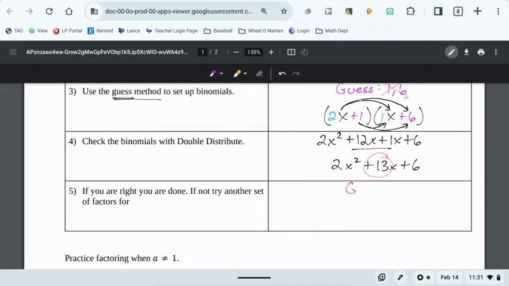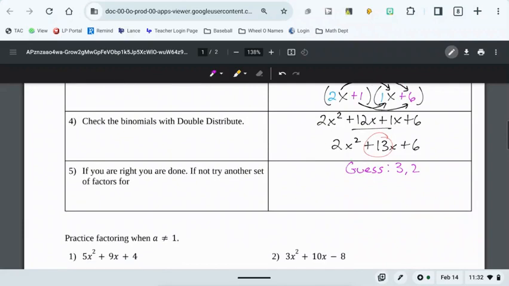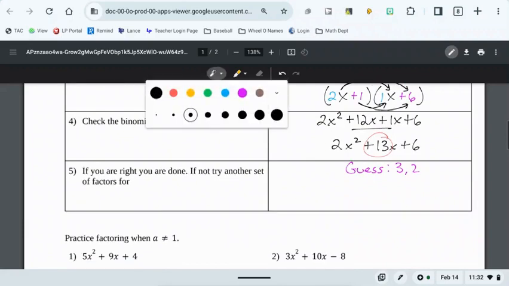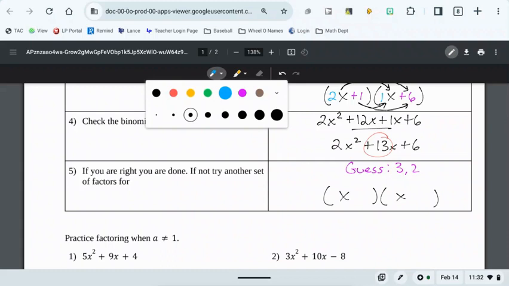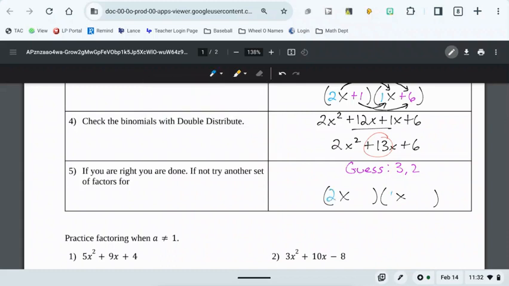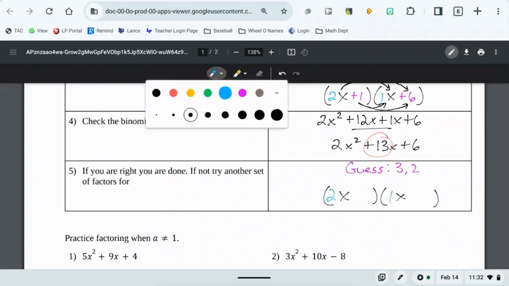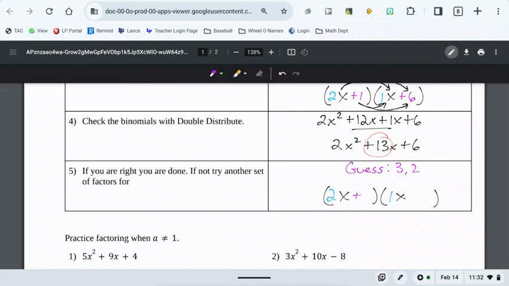So our next guess, I'm going to say 3 and 2. And again, order is going to matter. So when I go ahead and place this up here, we have, again, our outline that I'm setting up. We have this first being 2, the second being 1, and then we are trying positive 3, positive 2.